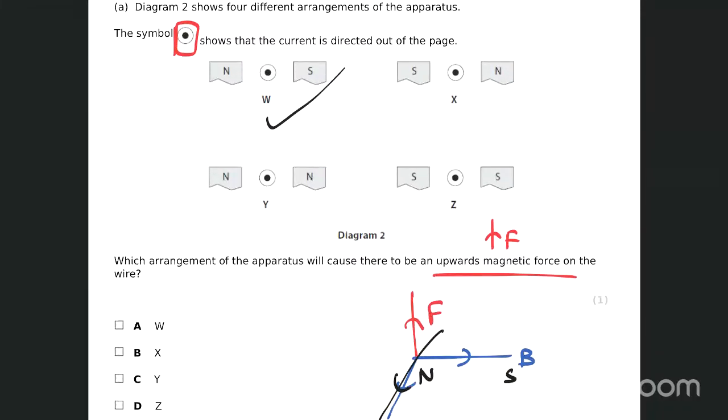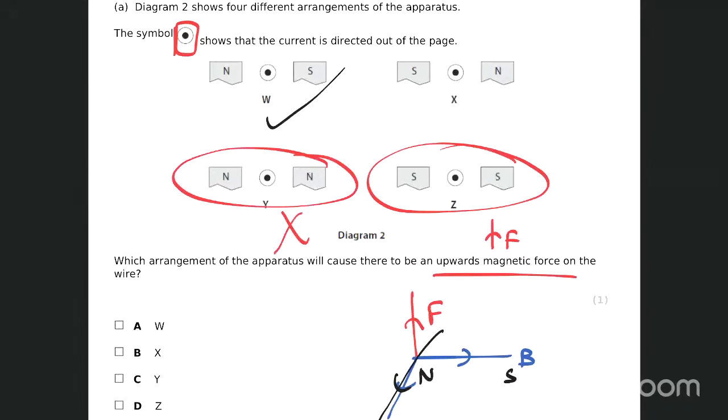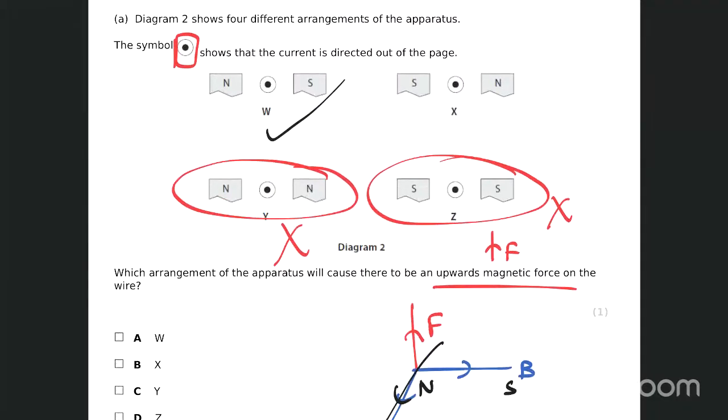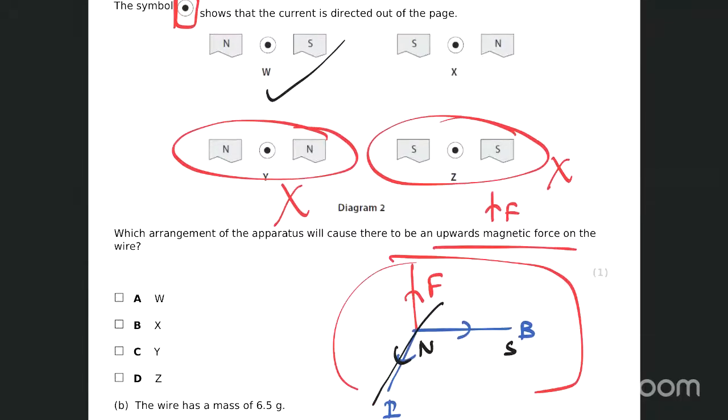And even here, by looking at these diagrams, you can easily judge. Here you can see two north poles are arranged, so definitely this is not going to happen. And here you can see two south poles are arranged, so again, definitely this is not going to happen. So you need to judge with the X and Y configuration just by using the diagram, then you can easily get the answer there. So our answer is W.